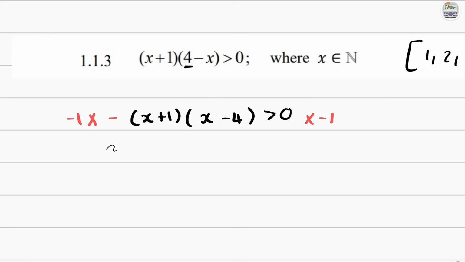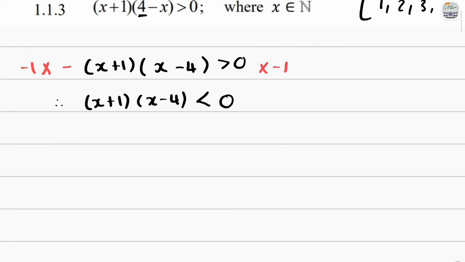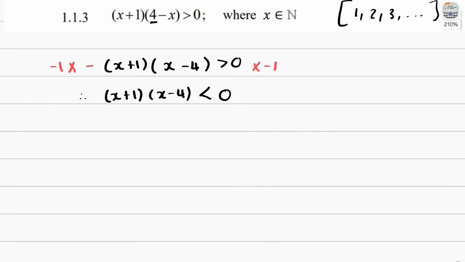And this is where the change happens. So here you have x plus 1 times x minus 4. But now the sign will change because you're multiplying by a negative value. Okay, multiplication or division by a negative number will cause the sign to change. So now this becomes less than 0. Okay, and then you have to solve for x in this.